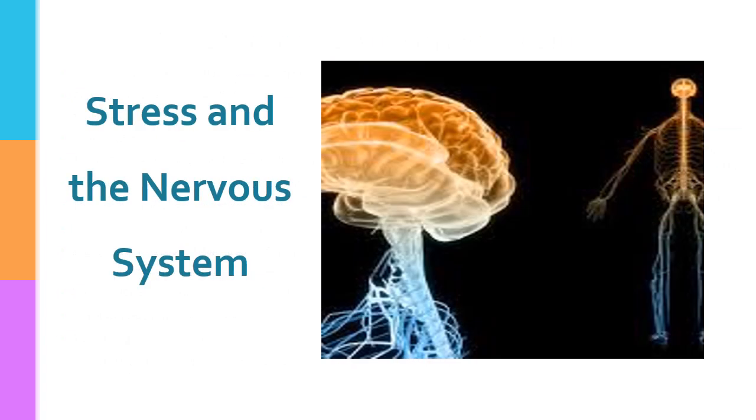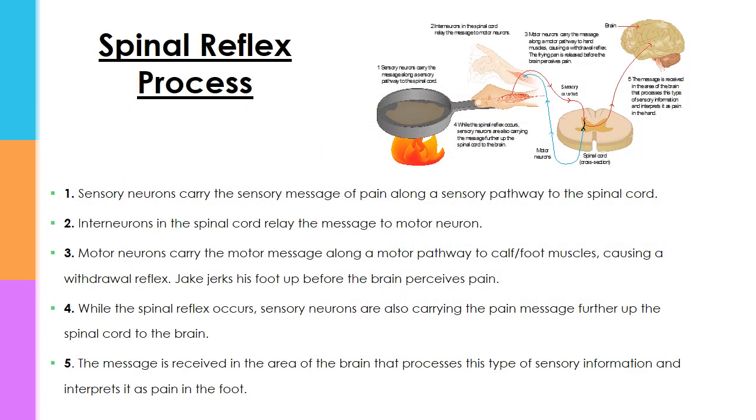So our first unit obviously is stress and the nervous system. So unit 3, area of study 1. Okay, so the first structure that I want you to make sure you know down pat is the spinal reflex process. Now, the spinal reflex obviously involves the interaction between sensory, inter, and motor neurons, and it allows a faster reaction time to protect your body from damage, okay?